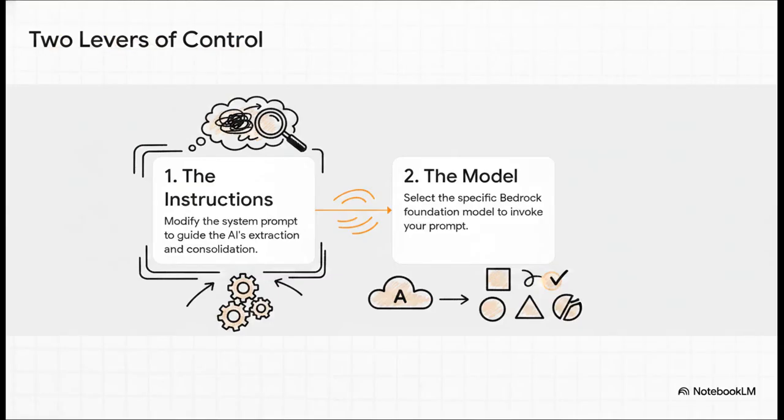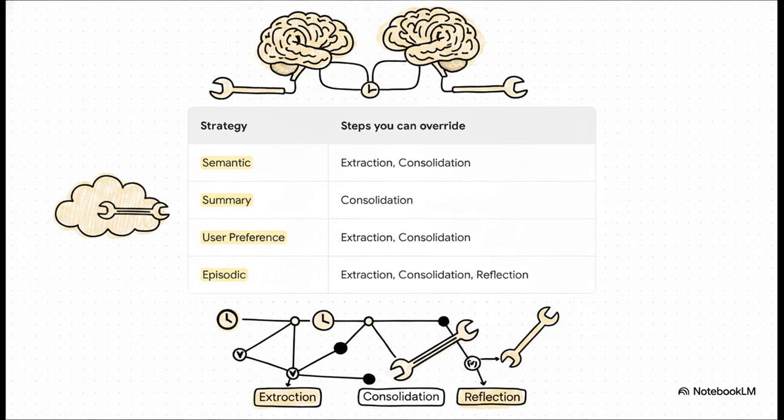You've basically got 2 main levers you can pull. First, there are the instructions. This is where you modify the system prompt to guide the AI's memory process. And second, there's the model itself, where you can handpick the Amazon Bedrock model that's best suited to carry out your custom instructions. It's a really powerful 1-2 punch for customization. And this table here? It breaks down exactly where you can apply that control for each type of memory strategy. As you can see, for the semantic and user preference strategies, you can customize both the extraction and consolidation steps. For the summary strategy, it's just consolidation. And for the episodic strategy, well, that's where you get the most control. You can tweak extraction, consolidation, and reflection.